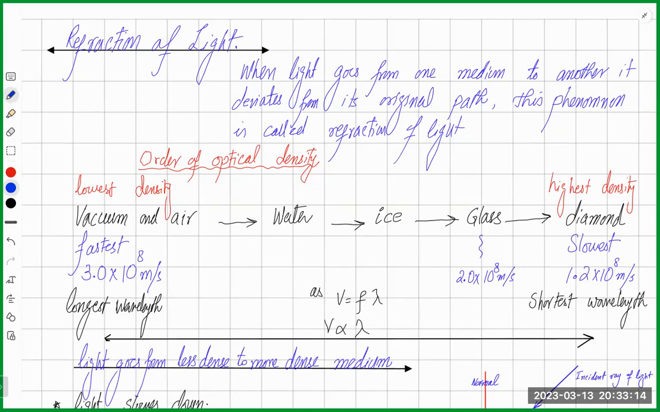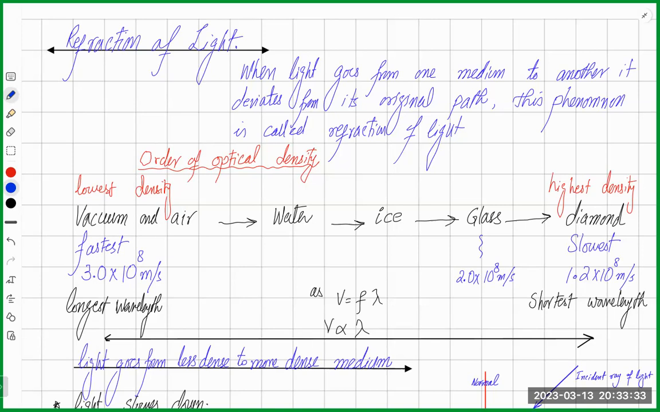Do you need to remember them? Answer is no. Do not try to remember them. But if you do, that is good. But it is not a requirement. The only speed that you need to remember is the speed of light in air, 3 into 10 to the power 8 meters per second.